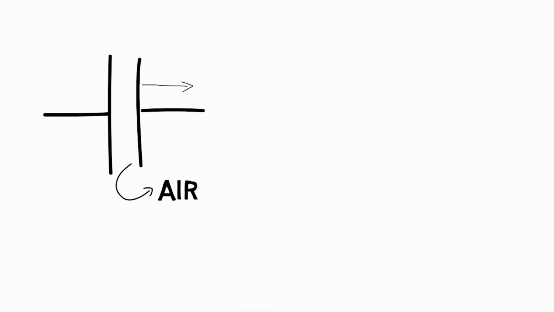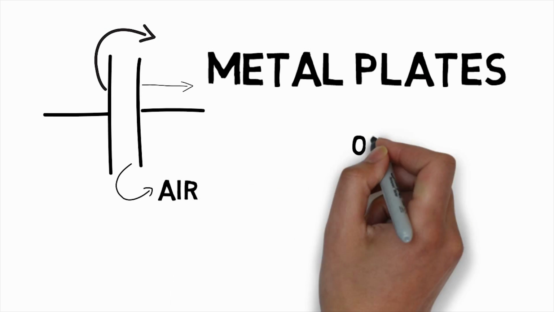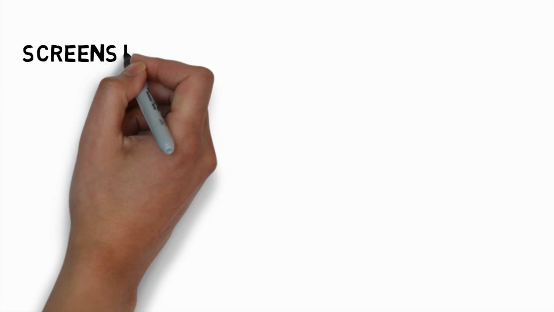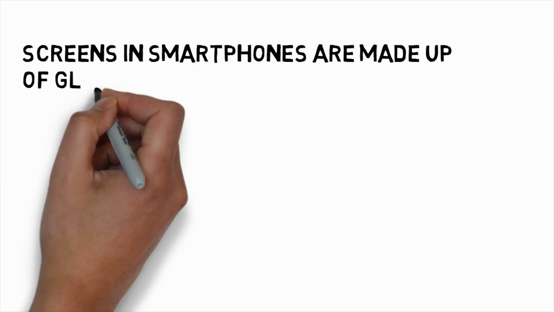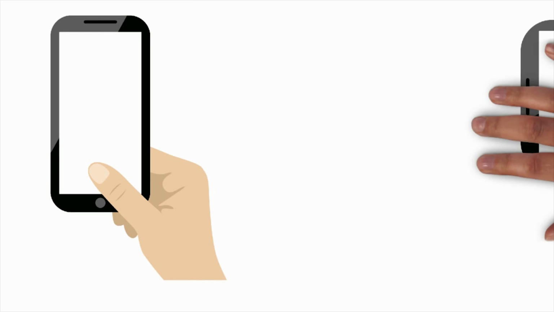Now, you can store electricity in these two things, okay, and they are close to each other, but they are not touching. Now, the plates can be anything conductive, like skin. Screens in smartphones are made up of glass, so there are many kinds of glasses there.